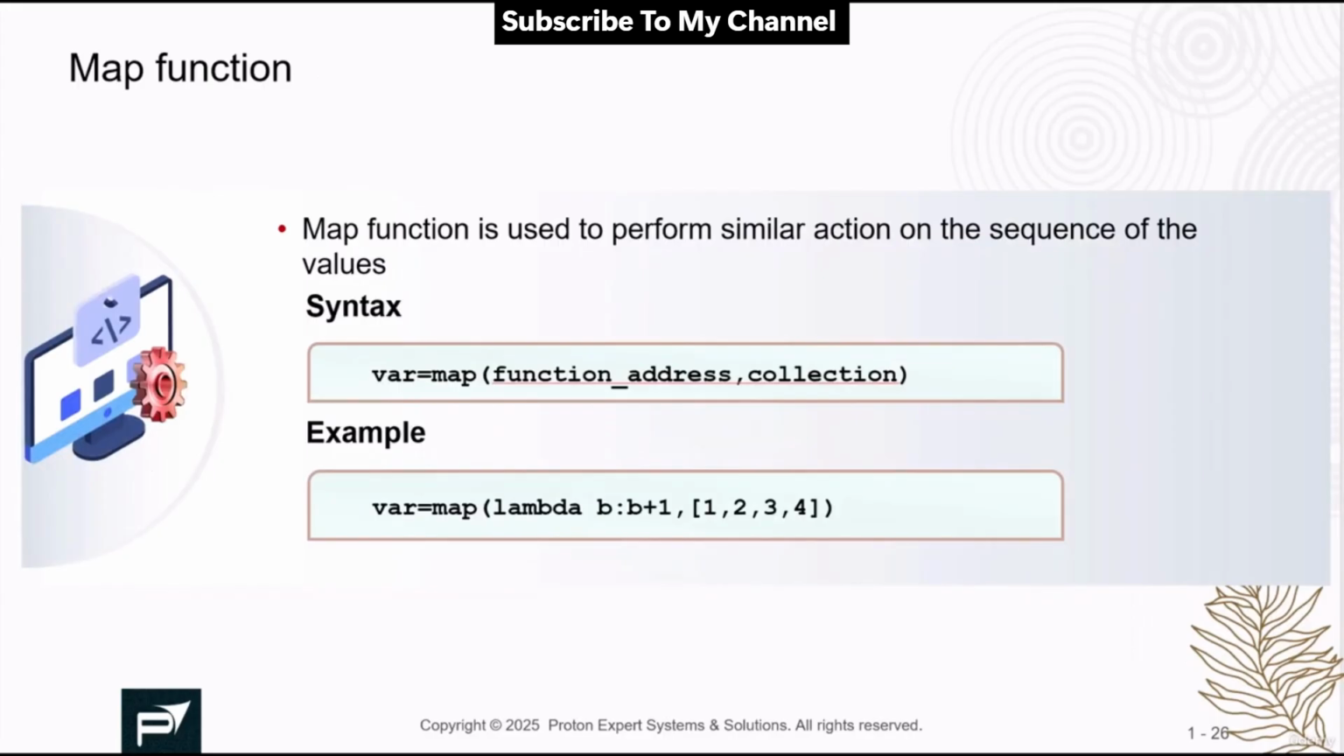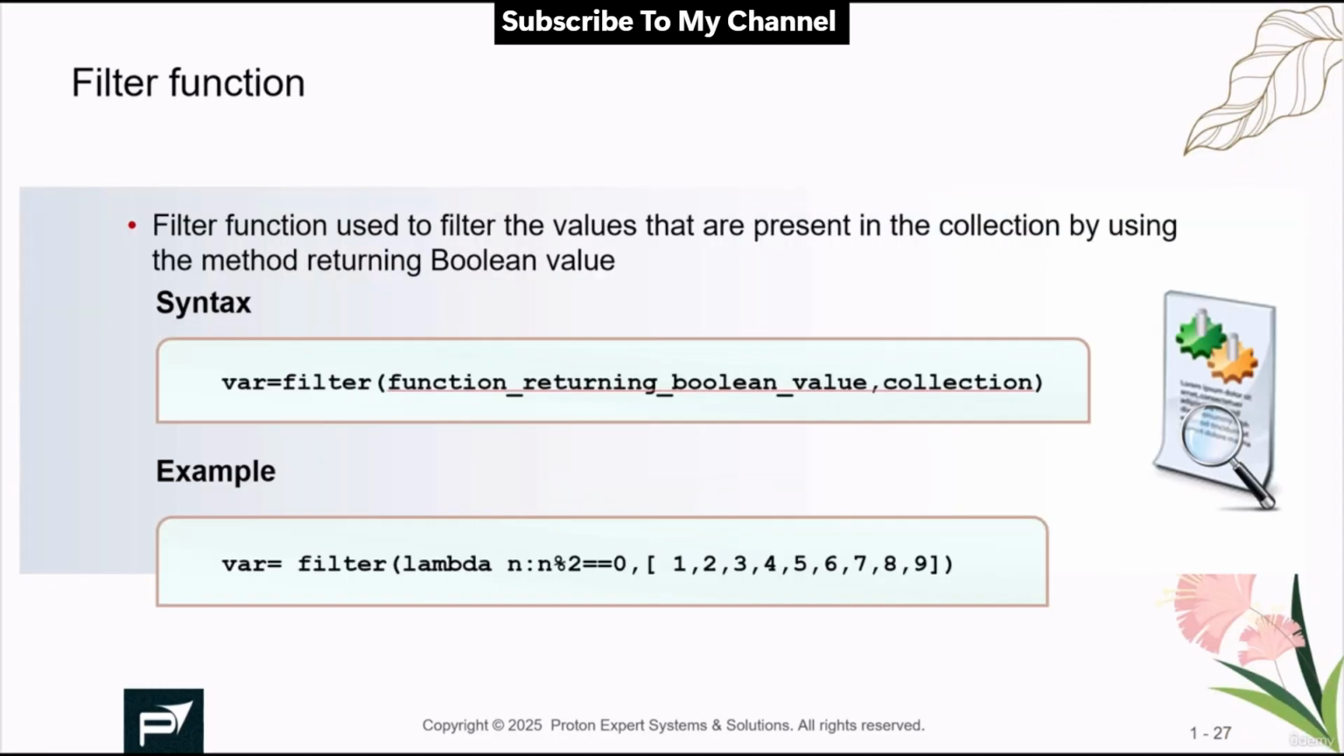Let's have a look on what is map function. Map function is used to perform similar actions on the sequence of the values. You can see the syntax for map function. Now let's see what is filter function. Filter functions are used to filter the values that are present in the collection by using the method returning Boolean value. You can refer to the slide for the syntax of filter function.